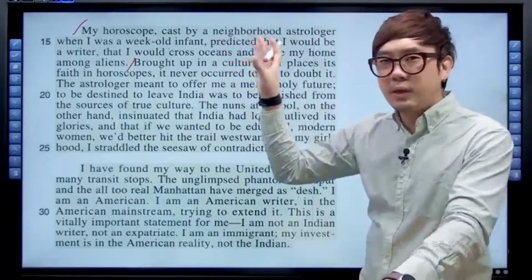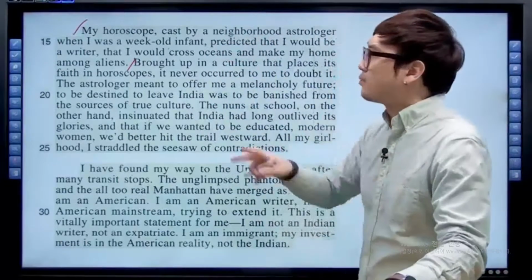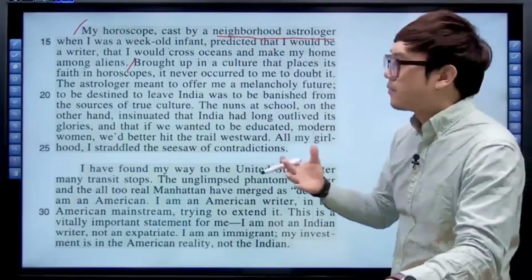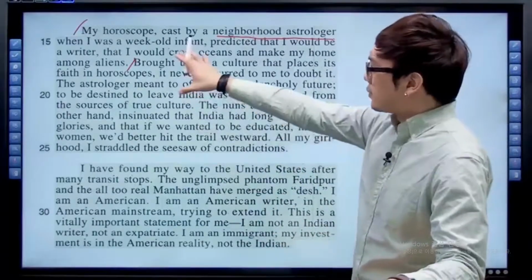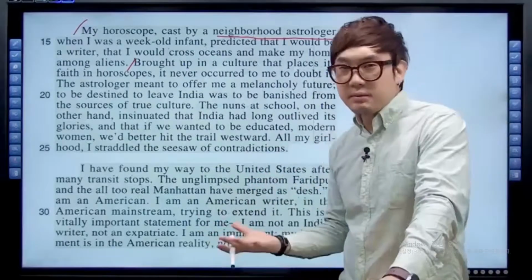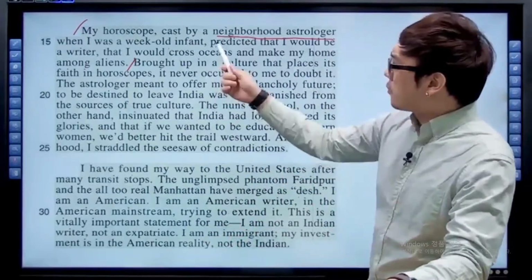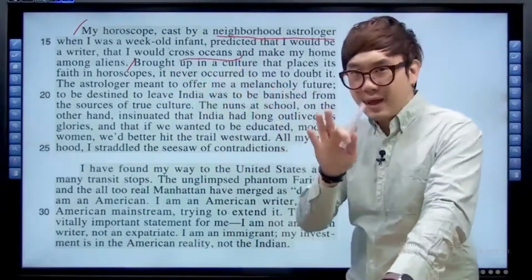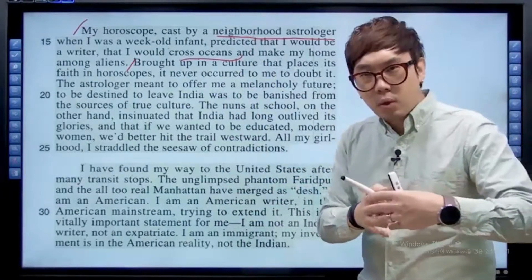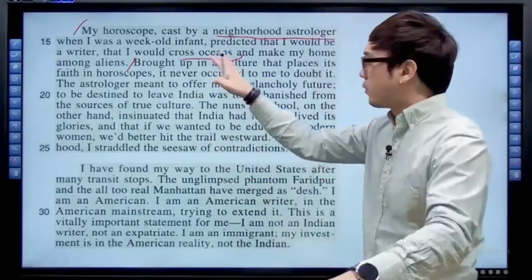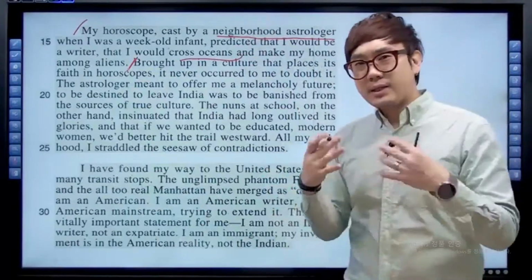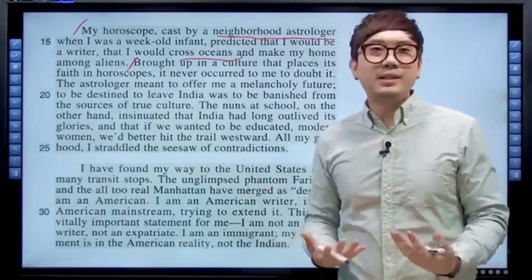My horoscope, of course, we can't say that's for sure an exact science, but my horoscope cast by my neighborhood astrologer, that says it all, right? A neighborhood astrologer, not even a professional astrologer, when I was a week-old infant, predicted that I would be a writer, right? So she was destined to be a writer, I guess. That's what she's probably trying to say, that I would cross oceans, definitely, because again, we'll read that in due time. We start from a global point of view into a U.S. point of view, and make my home among aliens, right? Okay, so we get that idea. It kind of tells us that she was sort of destined to become a writer, right?